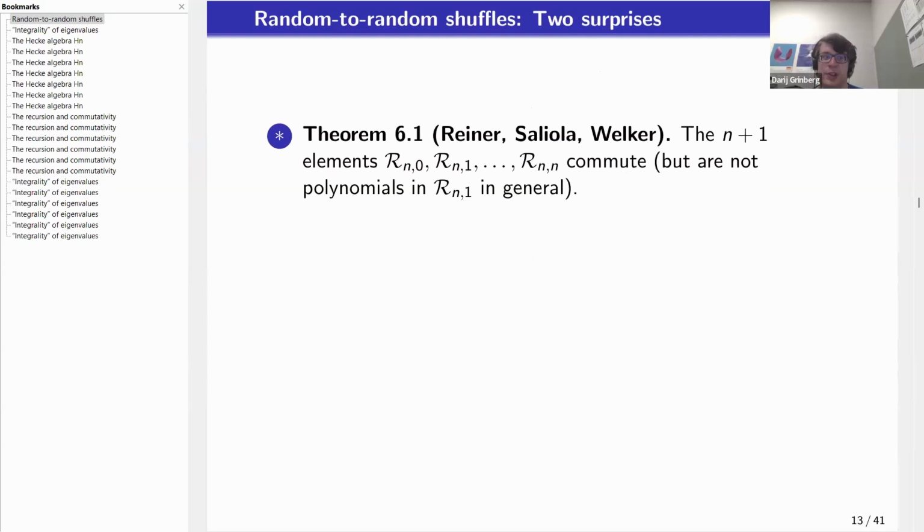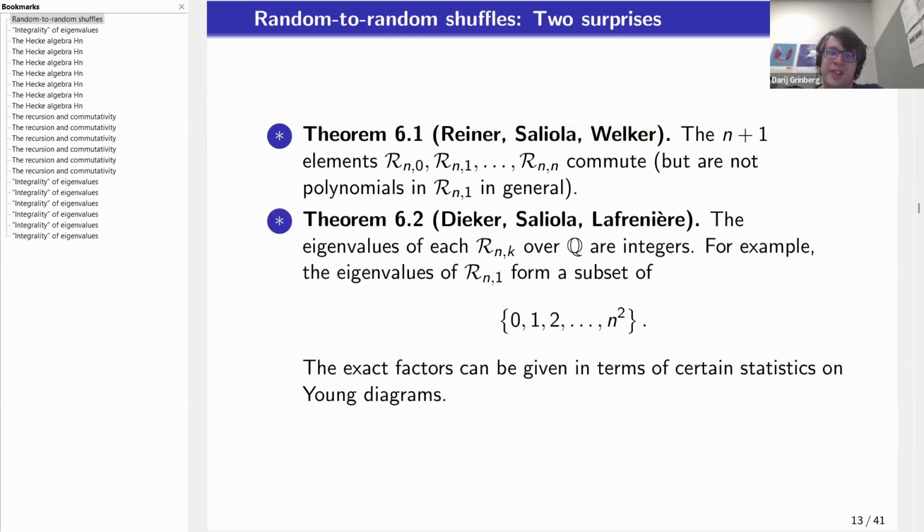So here is the first mystery, and this one has been a real mystery for a long time. Reiner, Saliola, and Welker first discovered it, and they proved it in a way not many people understand, that the R_{n,k}'s all commute for a given n. This cannot be explained by them being polynomials in R_{n,1}. They're not polynomials in a single one of them.